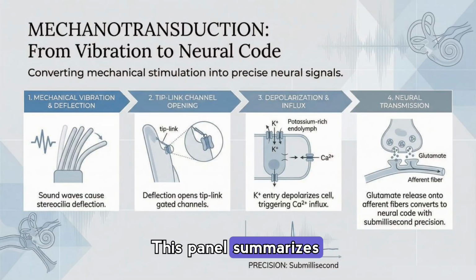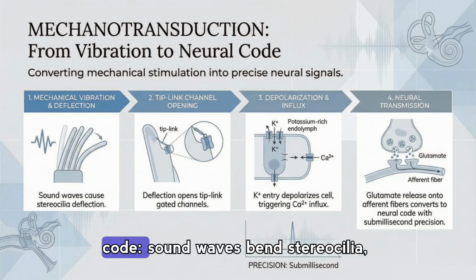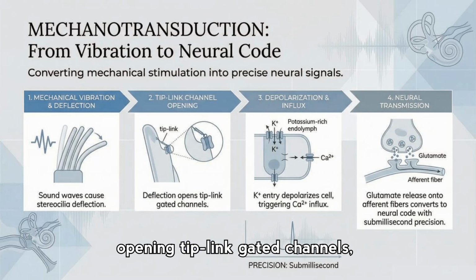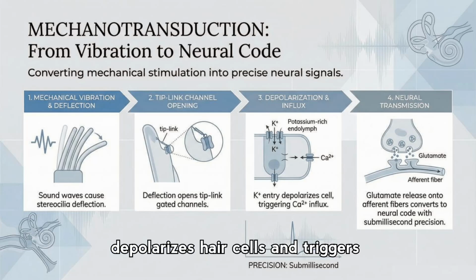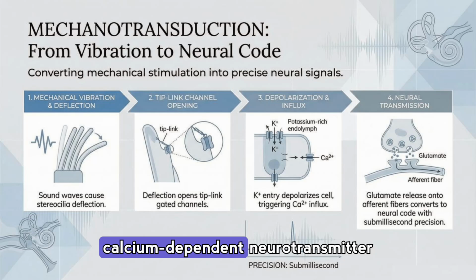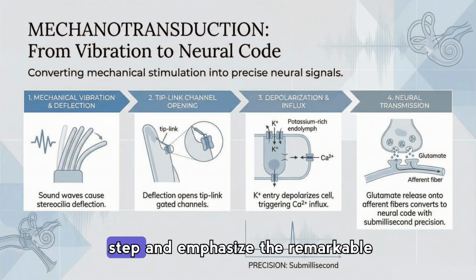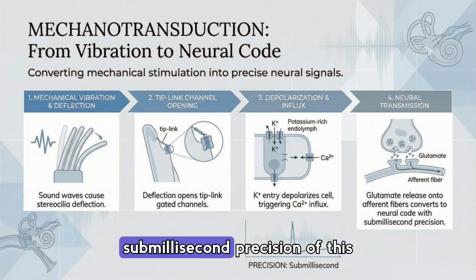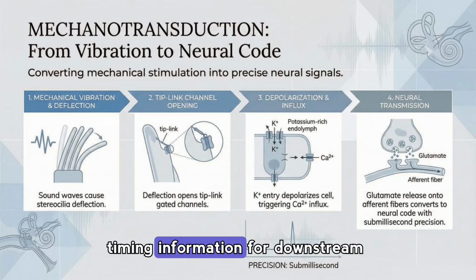This panel summarizes mechanotransduction, the conversion of vibration into neural code. Sound waves bend stereocilia, opening tip-link-gated channels, allowing potassium influx that depolarizes hair cells and triggers calcium-dependent neurotransmitter release. The graphics highlight each step and emphasize the remarkable sub-millisecond precision of this process, which underpins accurate timing information for downstream auditory processing.